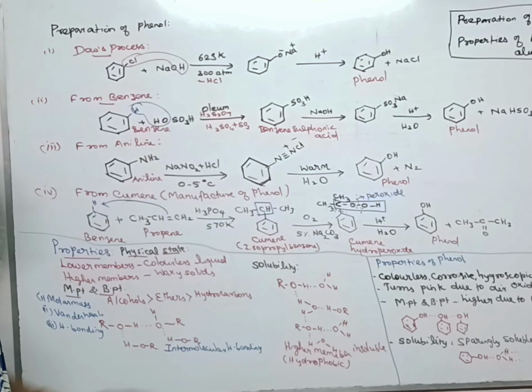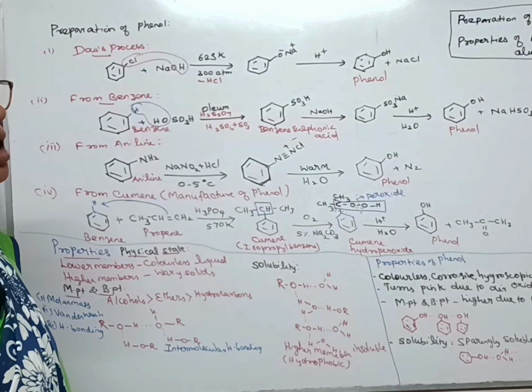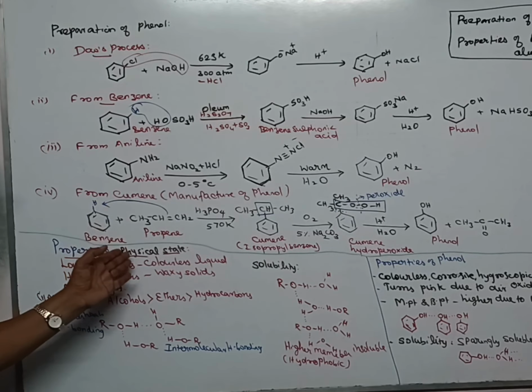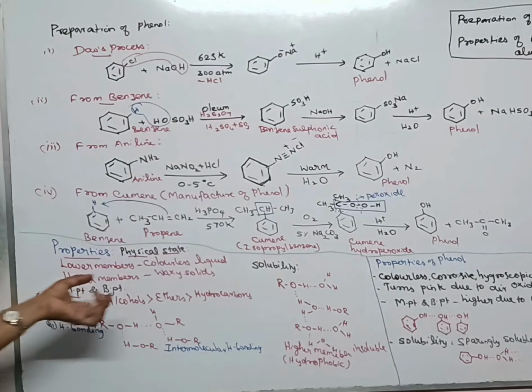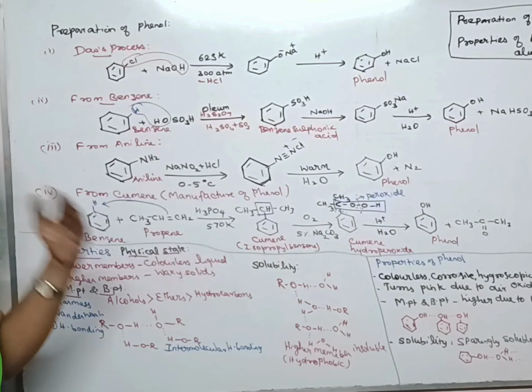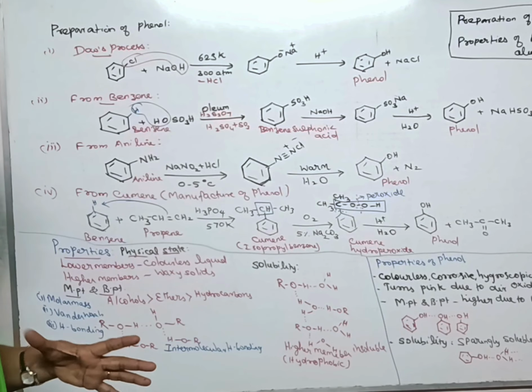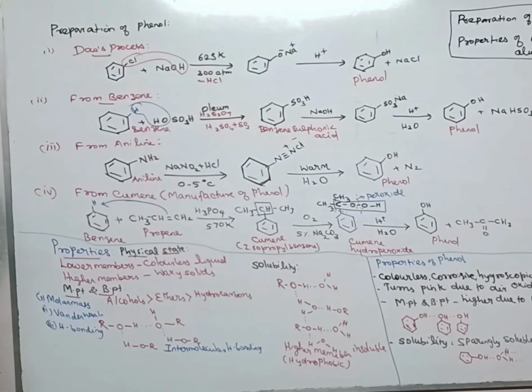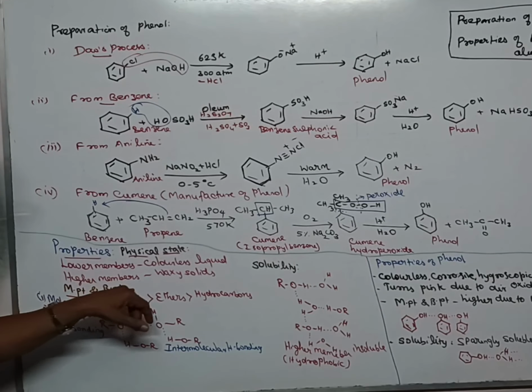Now let us see what are the physical properties of alcohols and phenols. Alcohols, their physical state: lower members are colorless liquids, and a few of the lower members also have some smell. But higher members usually exist as waxy solids. Next, their melting point and boiling point.